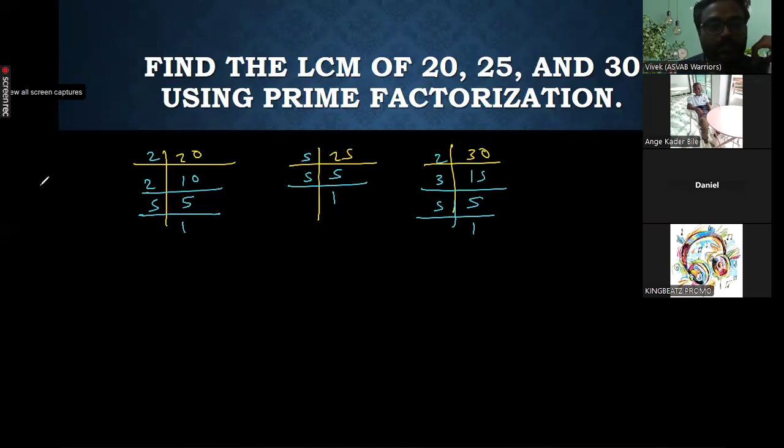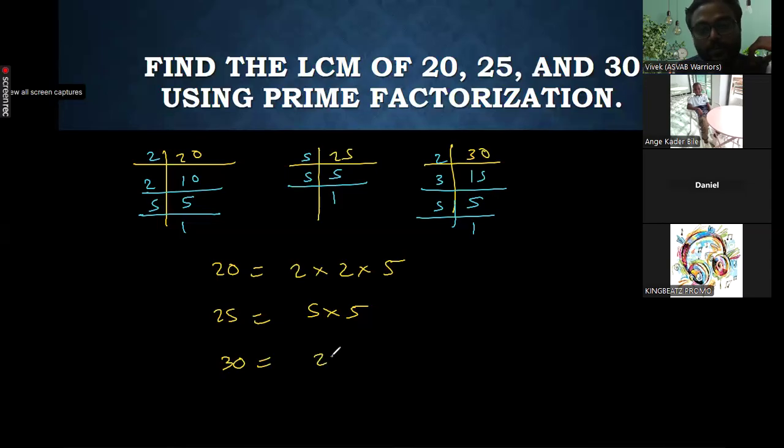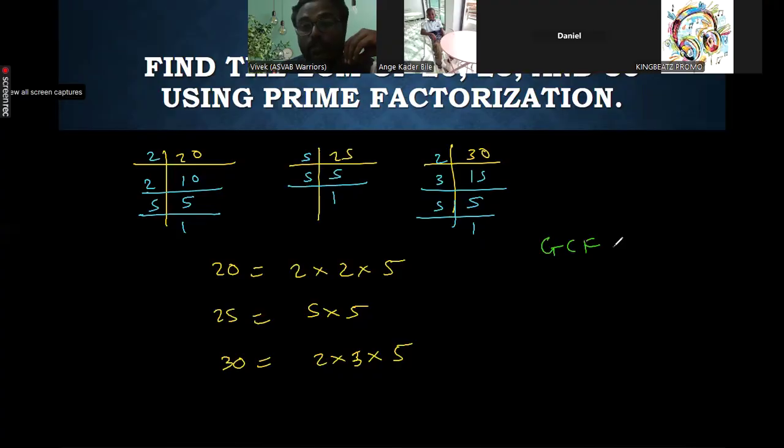I will just write these numbers down. So 20 would be equal to 2 times 2 times 5, 25 will be equal to 5 times 5, 30 will be equal to 2 times 3 times 5. Now, initially, let us try to find the GCF, which is nothing but the greatest common factor. So remember, it should be the common factor for all of them. So here there is 5, 5, 5. So we take one 5 as common. And that's it. The GCF, the greatest common factor for all these three numbers is 5.